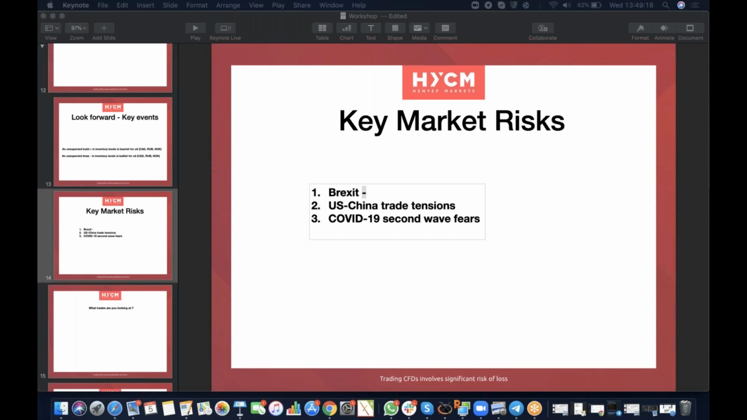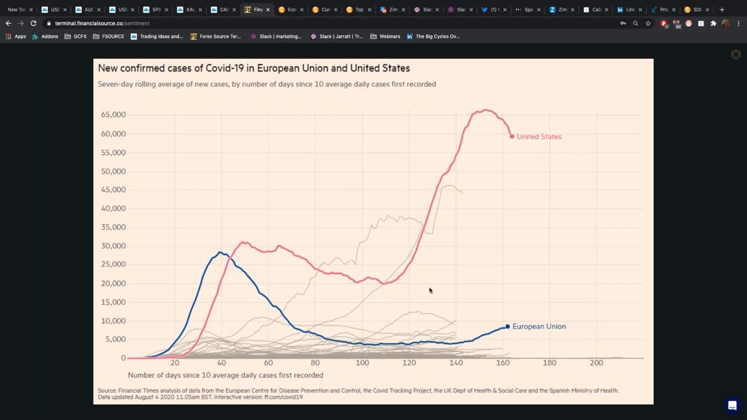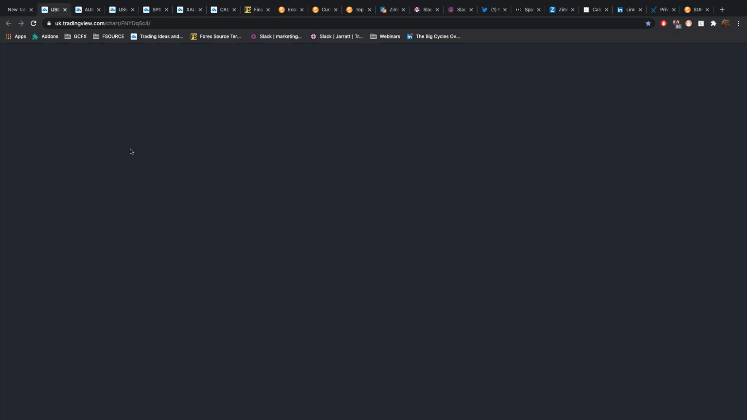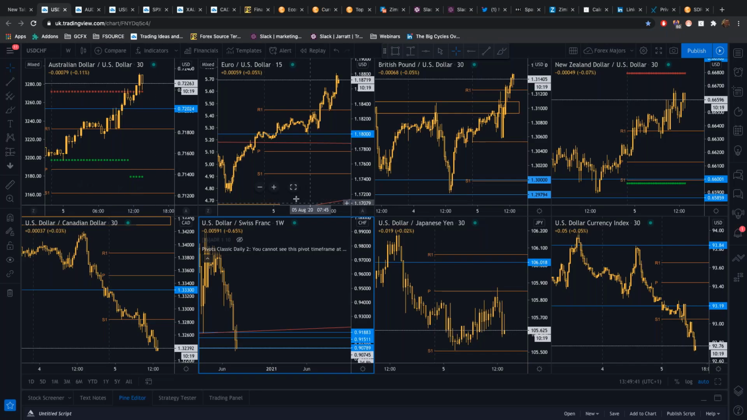One area to be aware of here with COVID is this. Let me show you this on the other screen. You can see here, we're just starting to see a slight drop in US daily case numbers, and we're seeing a slight rise in European Union case numbers. So what you want to be aware of here is the impact on the euro-US dollar currency pair. This is one to keep an eye on.